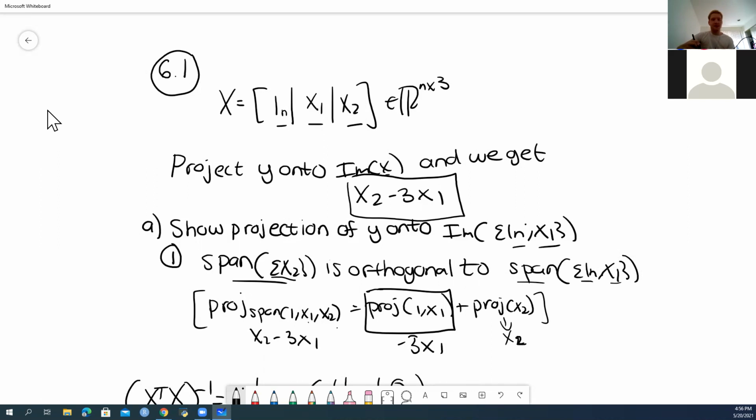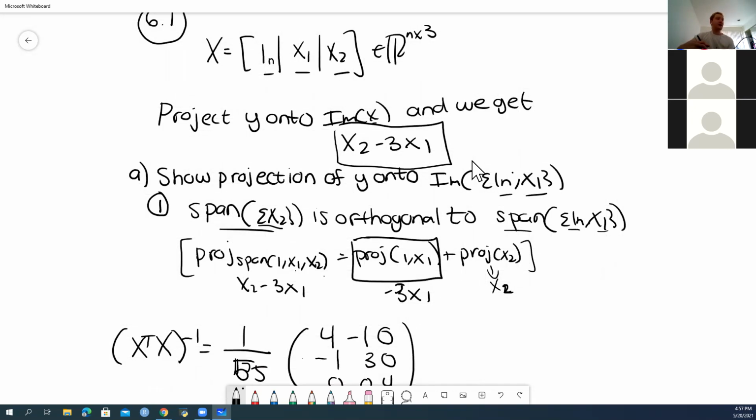Because obviously the projection onto something has to be in that subspace. So we know it projects onto just 1 and X1. It will be the terms in here that include a constant and X1, which is negative 3X1. So that's the hint for this problem. So really what we want to show is that span of X2 is orthogonal to span of 1n and X1. And that will solve A. Okay. So let me know if that doesn't make sense, sorry, I know I had to re-explain that.